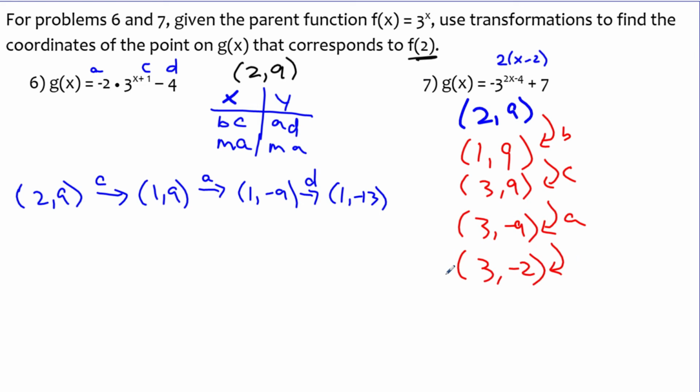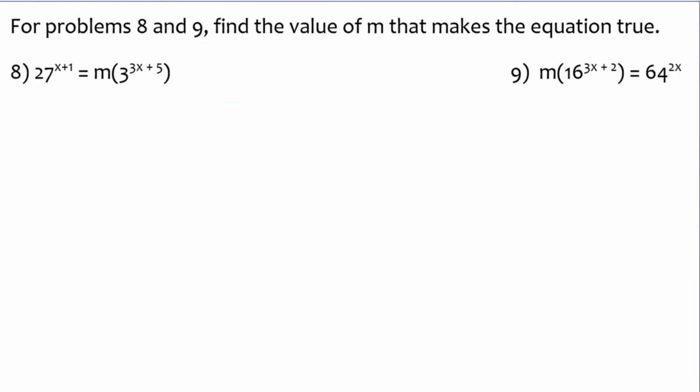So my final point, it says use transformations to find the coordinates of the point on g of x. That point is this one right here, 3 comma negative 2. So that is transformation showing up in our exponential unit.